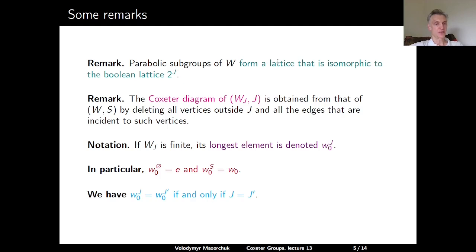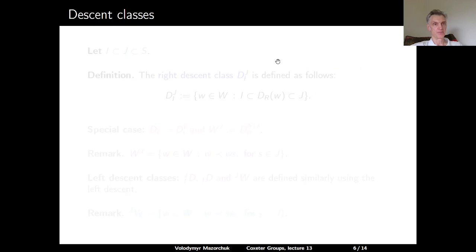And of course, W_0^J equals W_0^{J'} if and only if J is equal to J'. Now we have to discuss the notion of descent classes. So let I be a subset of J, which in turn is a subset of S.